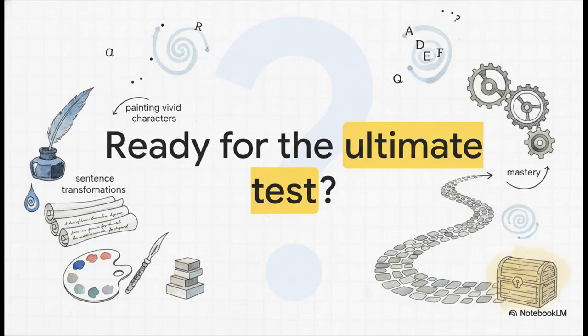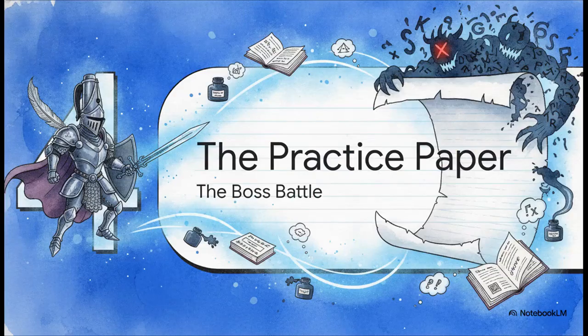All right, we have gathered our tools. We've mastered sentence transformations, we've painted some incredibly vivid characters, and we've sharpened our summary scalpels. Are you guys ready to apply everything we've covered today in the ultimate test? It's time for the boss battle. Welcome to Section 4, Tackling the Practice Paper. Let's get right into it.